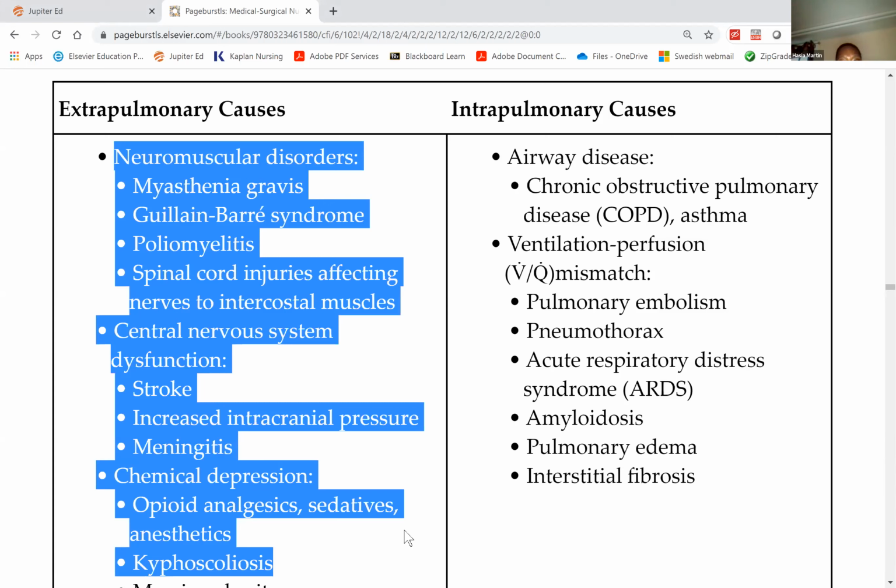It's impaired. All right, so what happens to the rate and the depth of your respiration when you have myasthenia gravis, Guillain-Barré syndrome, polio? This polio here is polio of the lung, not polio of the leg. If you have spinal cord injury, all the way down to kyphoscoliosis. So what happens to the rate and the depth? You know, how deep your respirations are when you have these conditions. I would say the rate would be less.